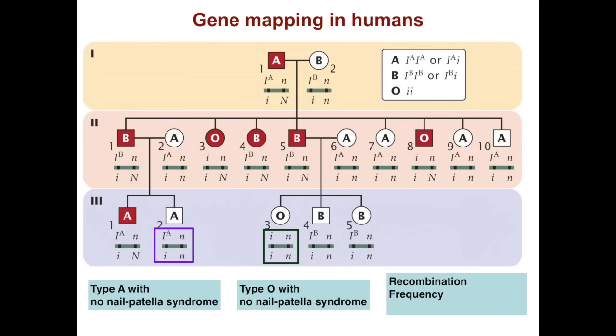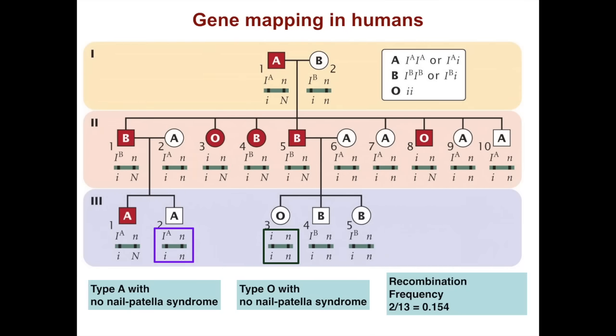This recombination frequency can be determined from the 13 children that are from matings in which the genes encoding the nail patella syndrome and the ABO blood type segregate. 2 of them are recombinants. So to get to the 13, you basically have to take out, in the second generation, number 2 and number 6, because they married into the family, so they're not subject to this. The recombination frequency then, because we know there are 2 recombinants in generation 3, is 2 out of 13, which is approximately 15%.